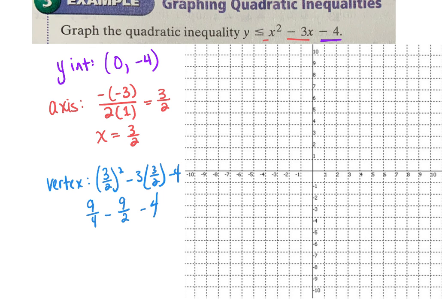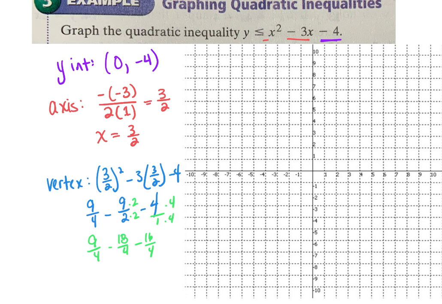What do I need when I do fractions? When I add and subtract fractions, what must I have? Common denominator. What is my common denominator between 4 and 2? 4. So I can leave this the same. I multiply this by 2. And I actually multiply this by 4.